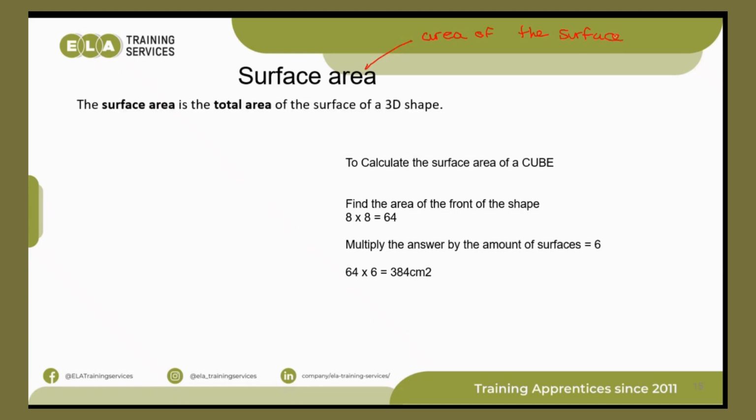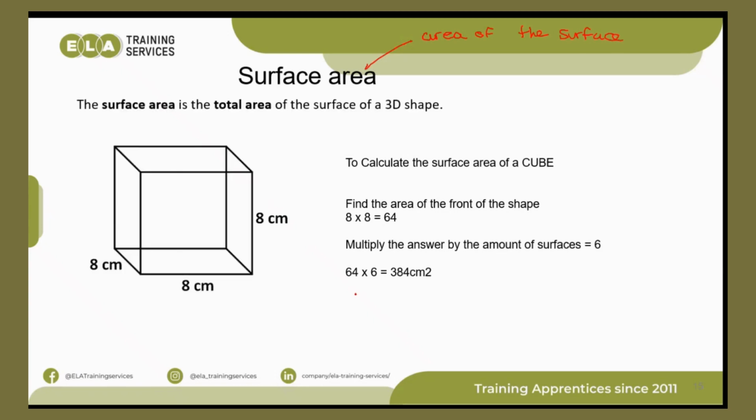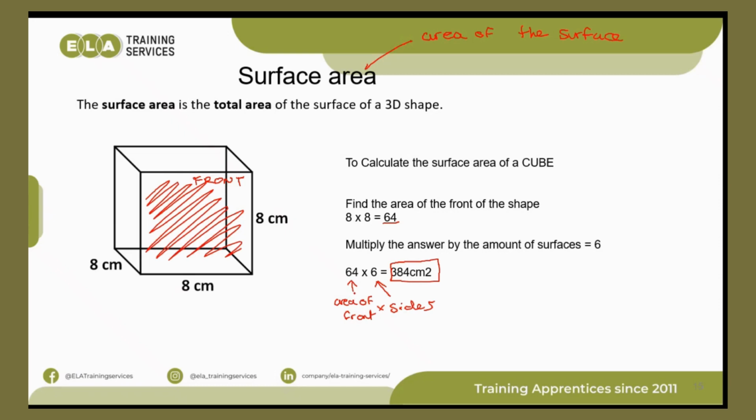So first, we're going to have a look at the surface area of a cube. So to calculate the surface area of the cube, you find the area at the front of the shape, which is a square. So you're going to do 8 multiplied by 8, which is 64. Then you multiply that answer by the amount of surfaces that it has. So we know a cube has 6 surfaces. So we're going to do the area of the front multiplied by the sides. So 64 times 6 is 384 centimetres squared. So you work out the front and then multiply by its sides.